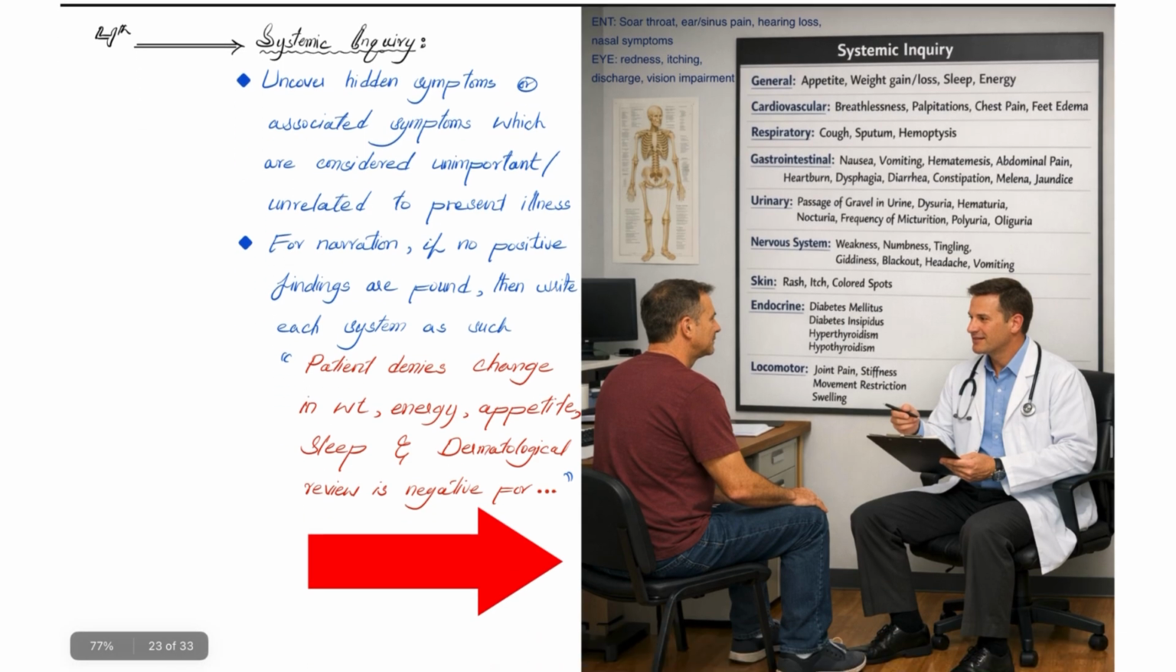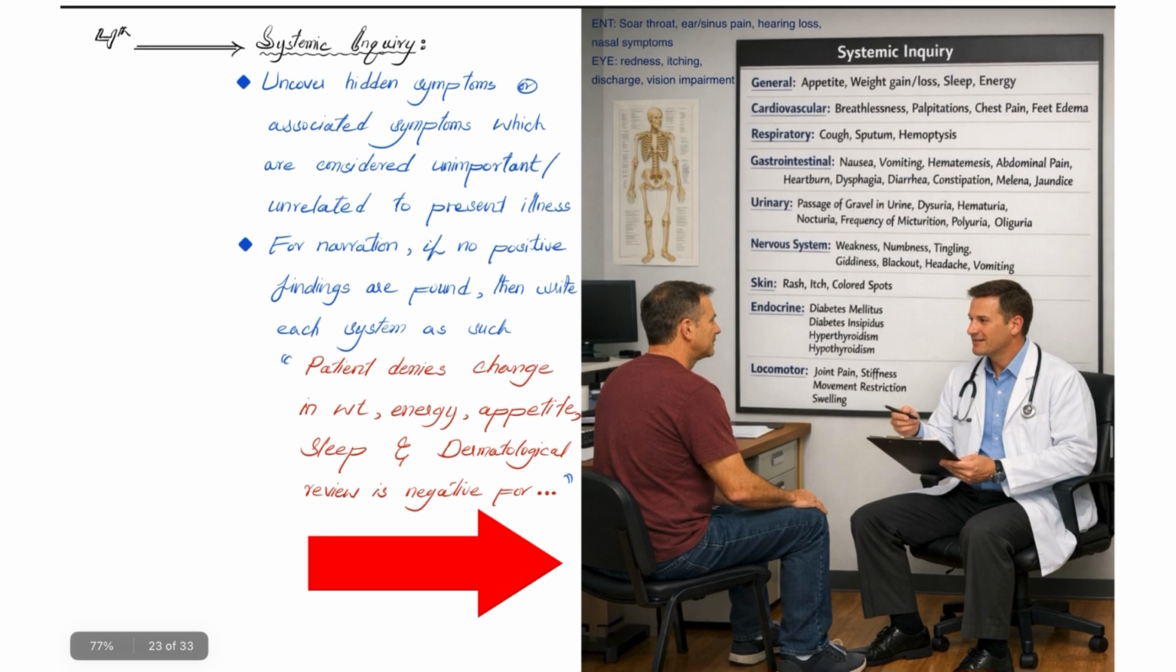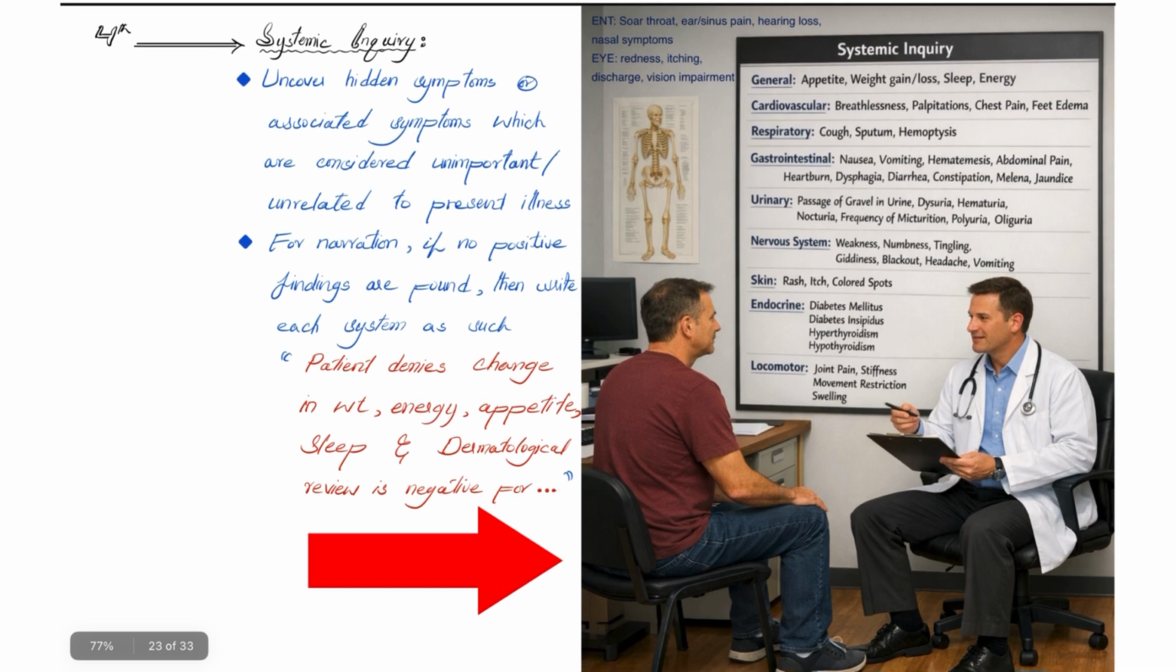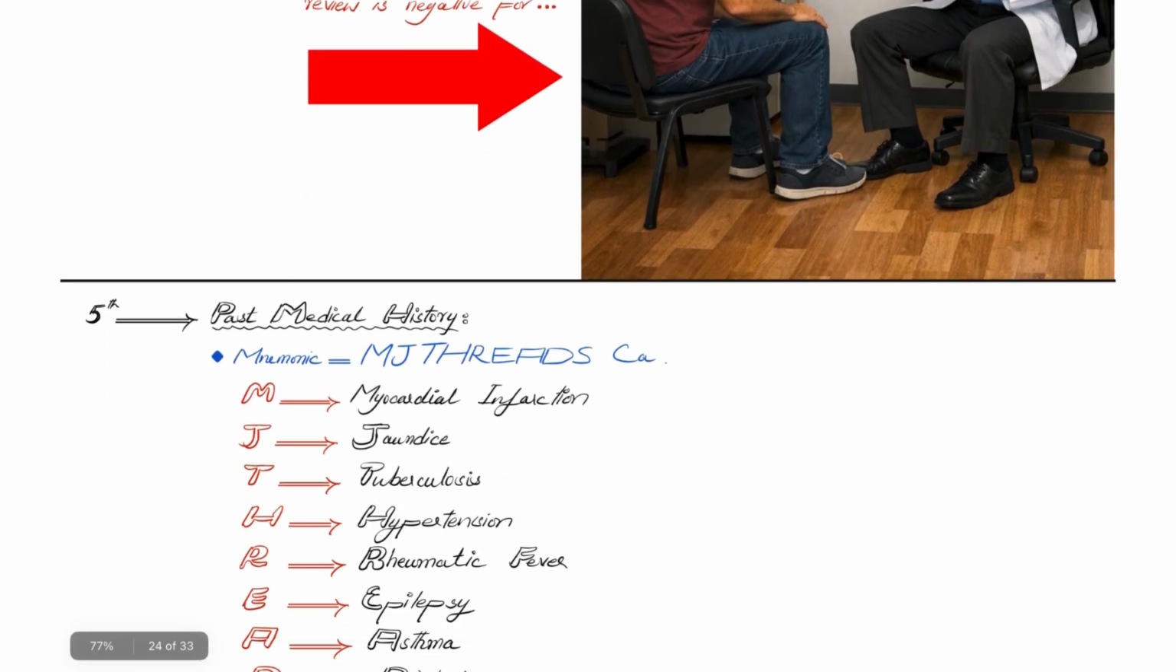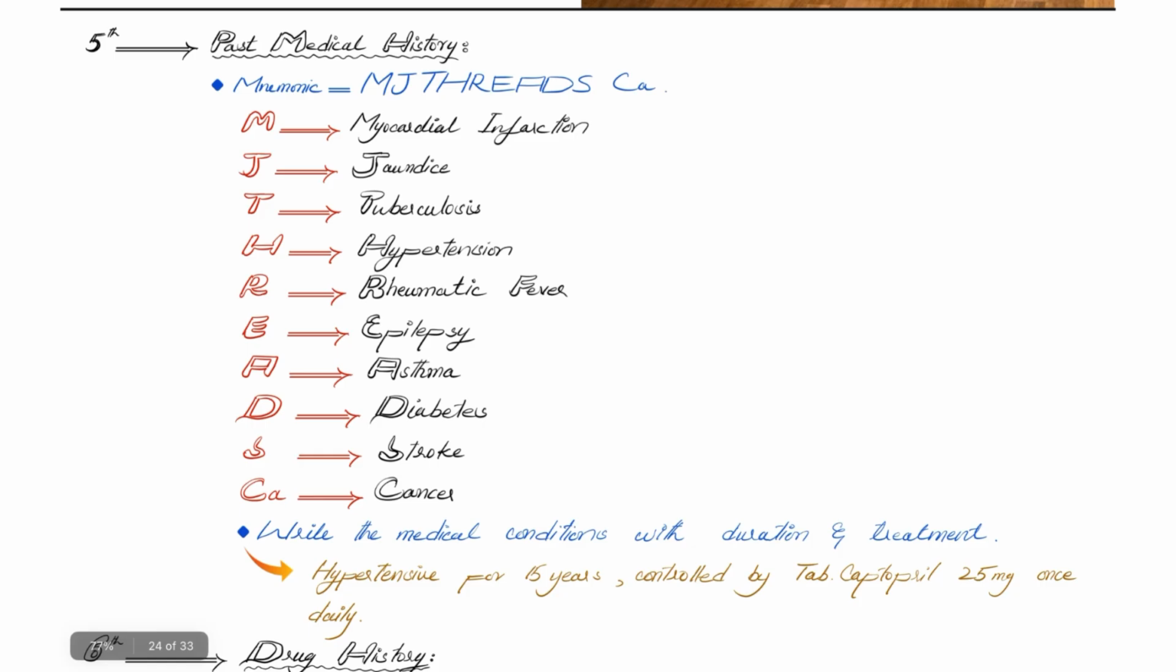We just say that the systemic inquiry is negative for central nervous system, gastrointestinal system, urinary system, and so on. Component of history taking is past medical history, and you can remember it with the mnemonic MJ THREADS K. M stands for myocardial infarction, J for jaundice, T for tuberculosis, H for hypertension, R for rheumatic fever, E stands for epilepsy, A for asthma, D for diabetes, S for stroke, and K for cancer.